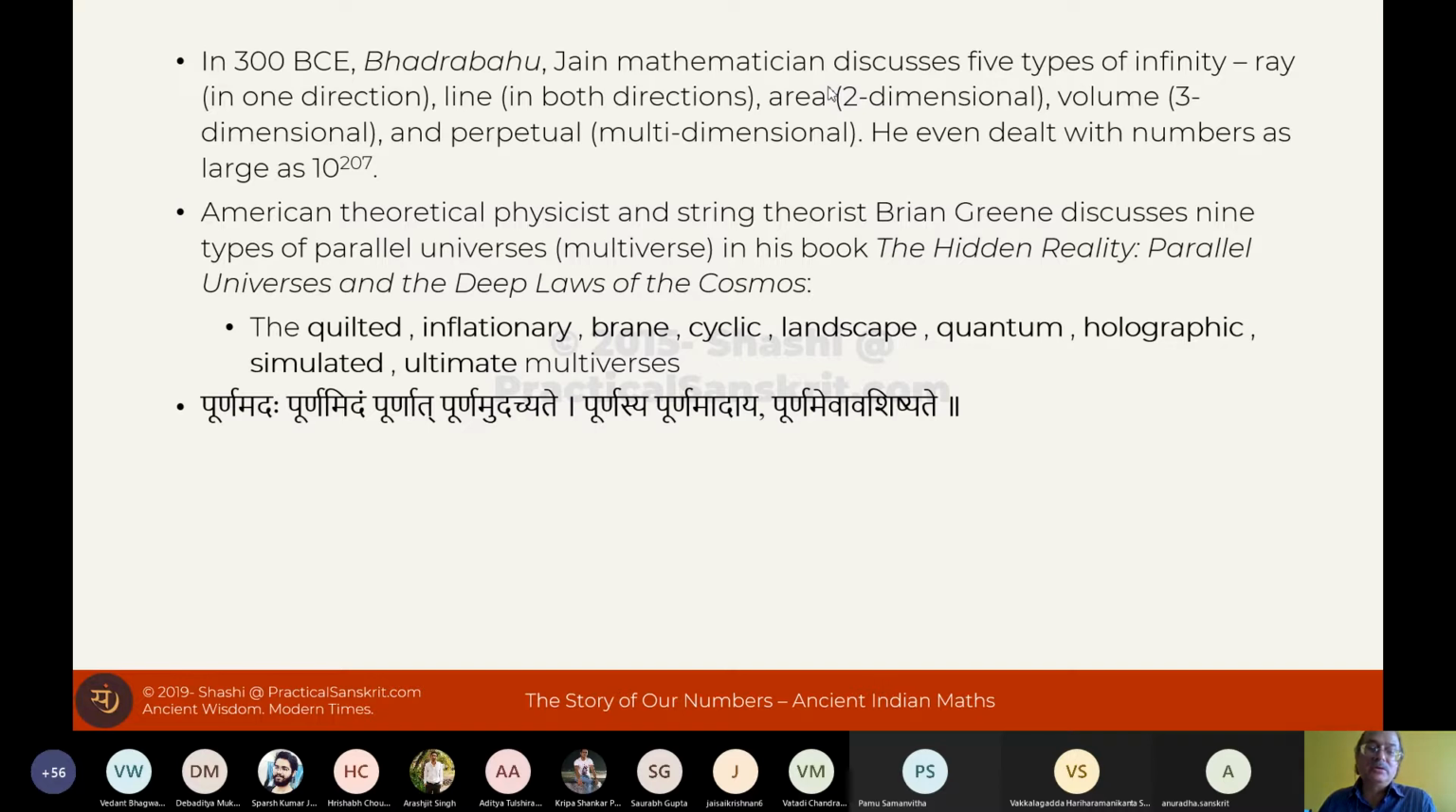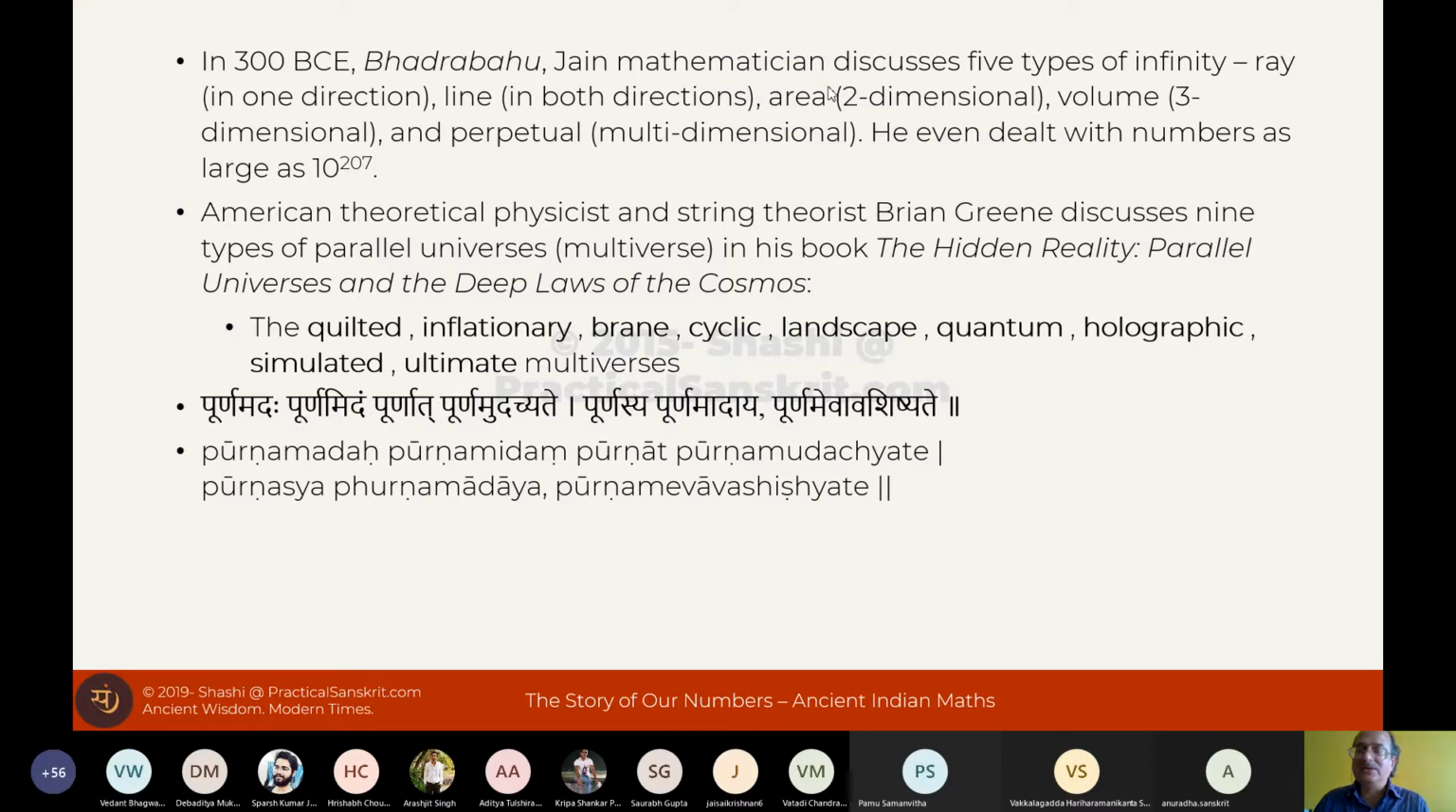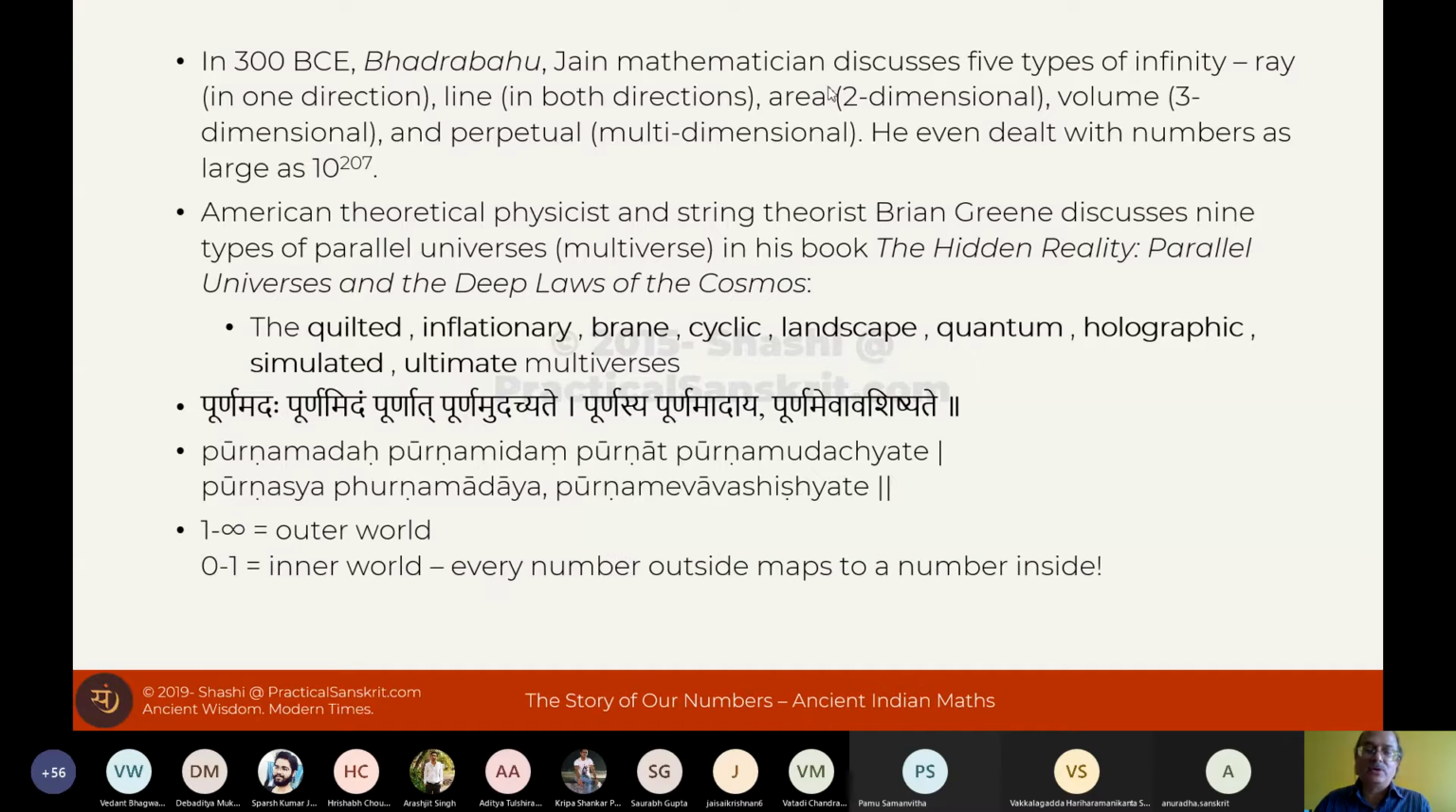There's another one called Purnamadaha Purnamidam Purnat Purnamudachyate Purnasya Purnamadaya Purnameva Avashishyate, which is basically talking about infinity. And you can say, oh, this is just some religious or spiritual thing. But even then, there is nobody in the world who has said something like this, even for their own supreme power: that if you take complete from complete, only complete remains. So an interesting thing also is 1 to infinity is the outer world, 1 to 0 is the inner world, and whatever is there from 1 to infinity, if you take the reciprocal, you get a number from 0 to 1, right?